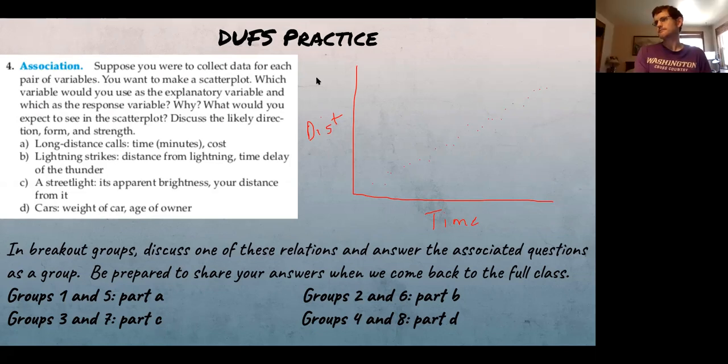But yeah, there can be small things that affect that based on the topography around and the atmospheric conditions at the time. So maybe not perfect, but pretty darn strong. Okay, next one, part C. Someone from group 3, what did you guys think?